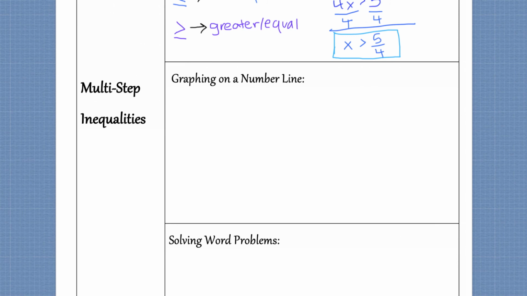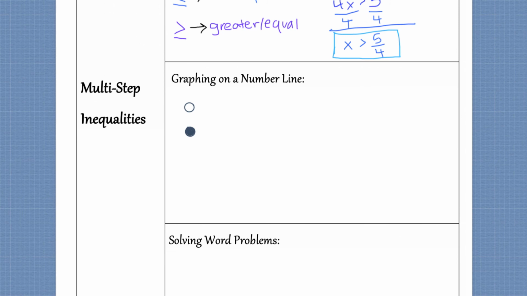So when we're graphing inequalities on a number line, there are two symbols that we use. We use the open circle and the closed circle. And on the number line, these two mean two different things.